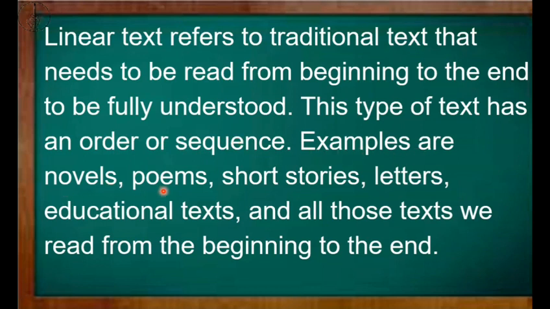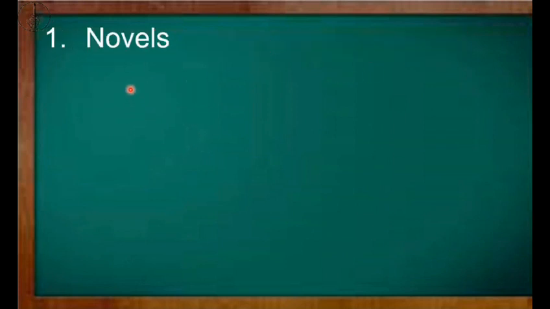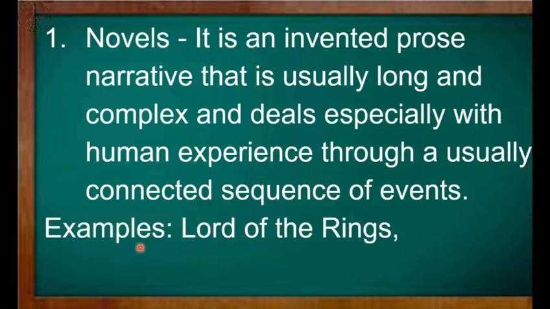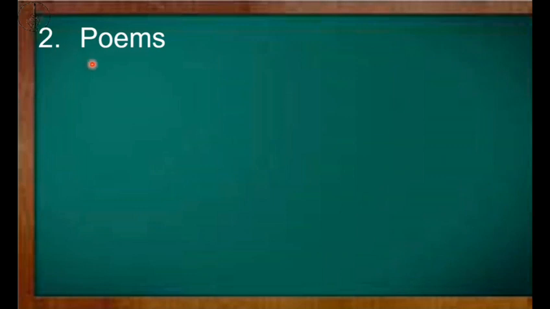Examples are novels, poems, short stories, letters, educational texts, and all those texts we read from the beginning to the end. Okay. Here are some examples of linear text. We have novels. A novel is an invented prose narrative that is usually long and complex and deals especially with human experience through a usually connected sequence of events. Examples: Lord of the Rings, Ulysses, Harry Potter, The Odyssey.